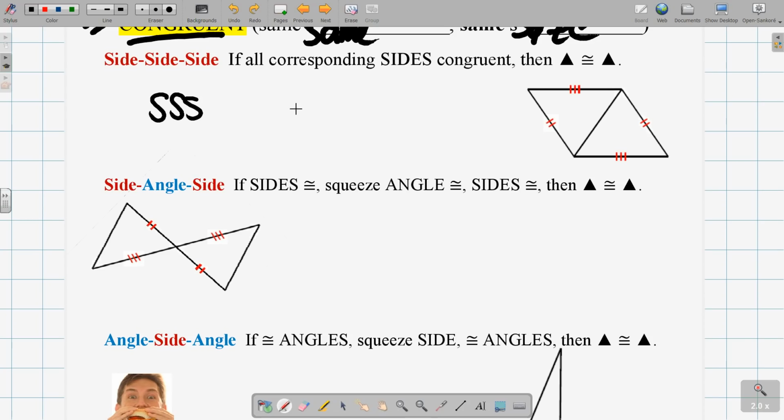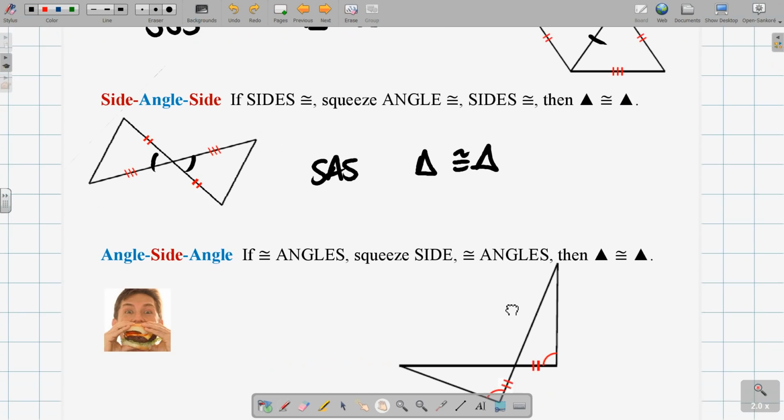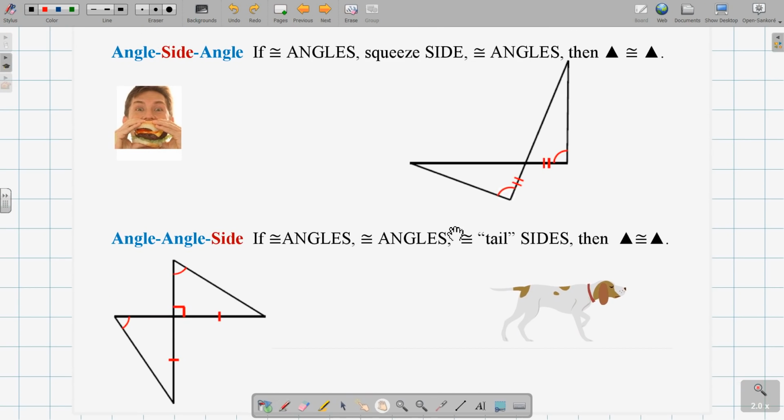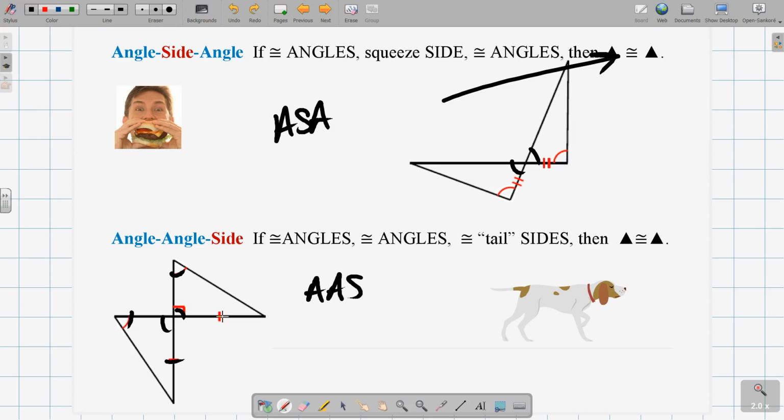Side, side, side. That gets us congruent triangles. Side, angle, side. That will get us congruent triangles. Angle, side, angle, that is known as hamburger. That gets us congruent triangles. And then angle, angle, side. That will get us congruent triangles.